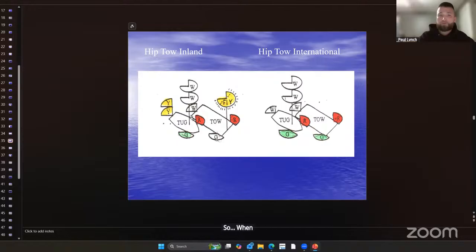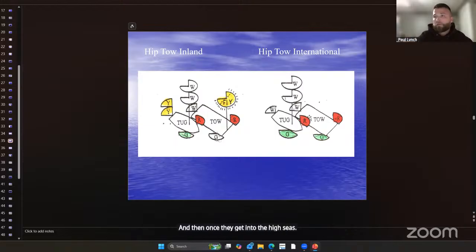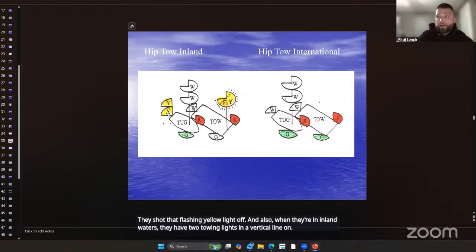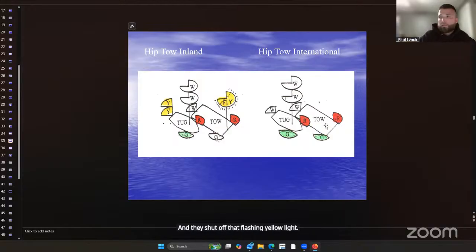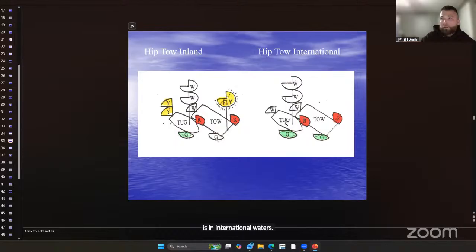When you're a hip tow or a pusher tow, and you're in inland waters only, this is where you're going to see this flashing yellow light. And then once they get into the high seas, they shut that flashing yellow light off. Also, when they're in inland waters, they have two towing lights in a vertical line. Then once they get into the high seas, they shut off all their yellow lights and turn on their stern light. But what I want to point out is that in international waters, the tow for a hip tow has a stern light on it because it's a hip tow.